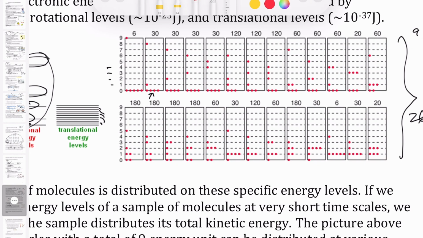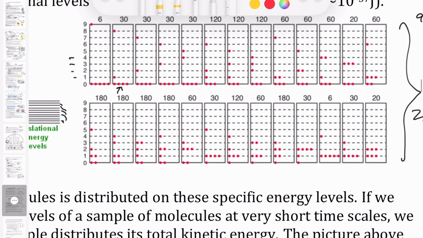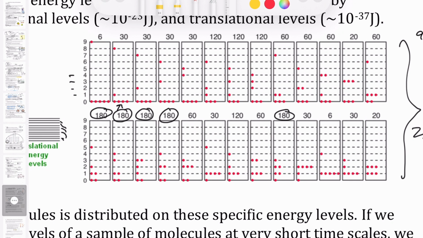Now, what is the most likely outcome of this collection of particles? What am I going to see if I were to run an experiment where I have 6 particles, and the temperature is such that the total amount of energy that these particles can have is 9 units of energy? Well, as you might imagine, the most likely outcome is the one that has the most number of microstates. So which one has the most number of microstates? Well, there's a few of them. All of these have 180 microstates. So those 5 macrostates would be the ones that I am most likely to see.